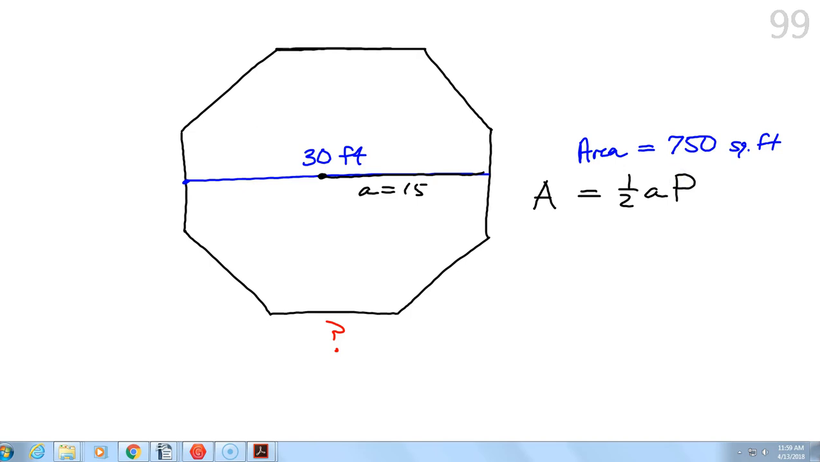So key is start with the generic equation. Start with the big structure. Fill in what we know. We know area is 750. We know the apothem is 15. It's halfway across that thing. But we don't know capital P. So I crank this out and I get 750 equals 7.5 P.